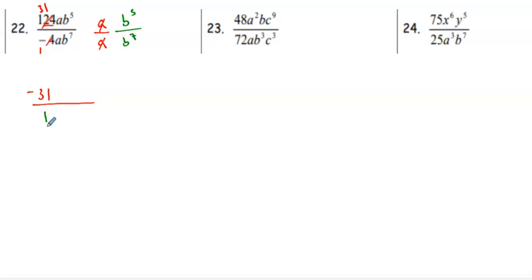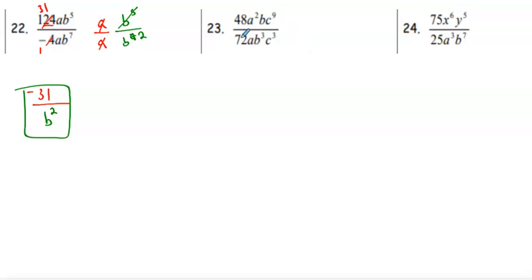And then you have b to the 5th over b to the 7th. Where do you have more? In my denominator. Well, if I take 5 from the top, I'm left with none. If I take 5 from the bottom, I'm left with 2. And I'm left with negative 31 over b squared. And we're at 13 minutes. I guess we'll squeeze one more in there, leaving you guys with about 5 problems.